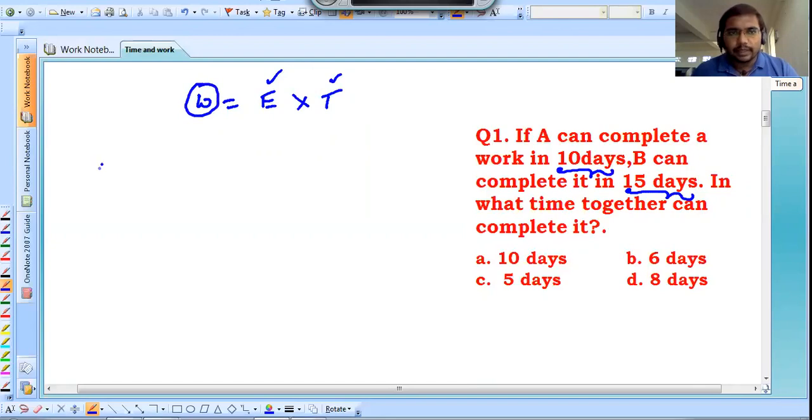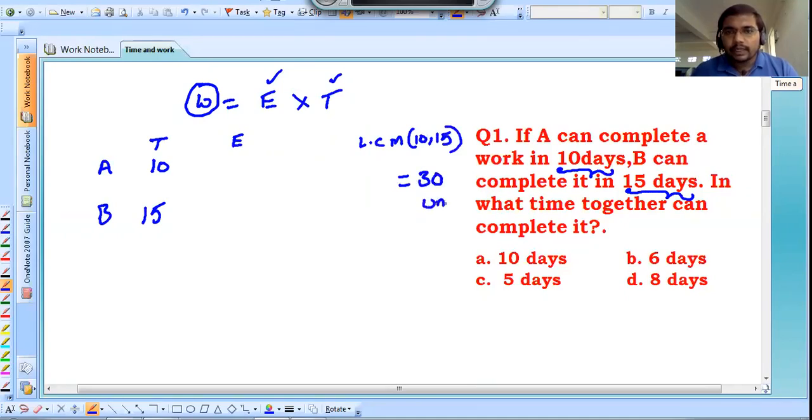Let me take this example. A, B. Time, 10 days, 15 days. Efficiency. Before writing the efficiency, we have to take the LCM of the given values 10, 15. LCM is how much? 30. We take these 30 units as work. Work of 30 units is assigned to A. He will take 10 days, that means 3 units per day. For B, 30 units in 15 days, 2 units per day.